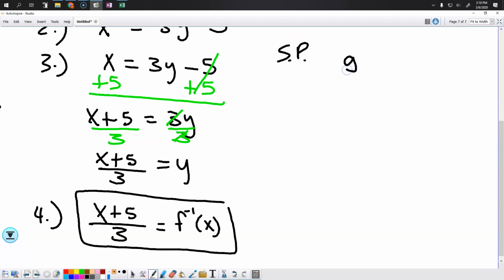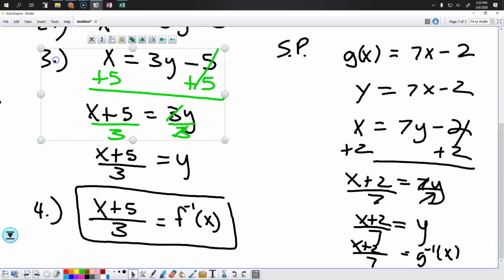Now, guys, I'm going to use G instead of F. So you know what that means, right? Your answer is not going to be F inverse of X at the end. It's going to be what? G inverse of X, okay? So here's yours. G of X equals 7X minus 2. Go ahead and see if you guys can find the inverse of that function real quick. Make sure you guys are grasping it.